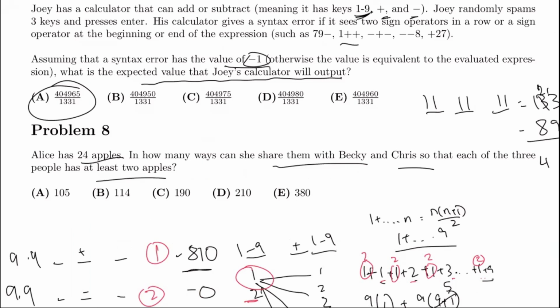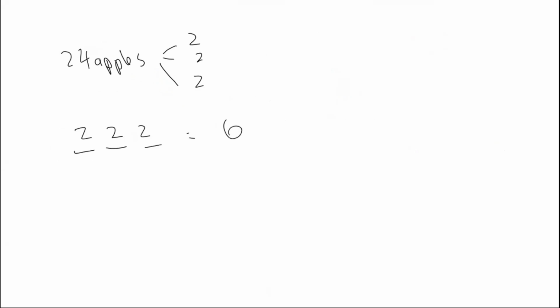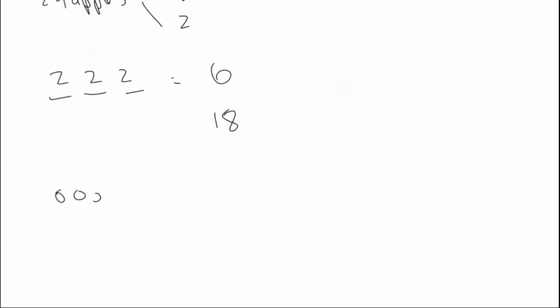So we have 24 apples, and we have 3 people. And we want to give them 2 apples each at the very least. Okay, so let's go ahead and assign 2 apples to each of our 3 people. So this will be 6 apples total we're taking away. And so this is going to leave us with 18 apples to divide among these 3 people. So we can draw our 18 apples.